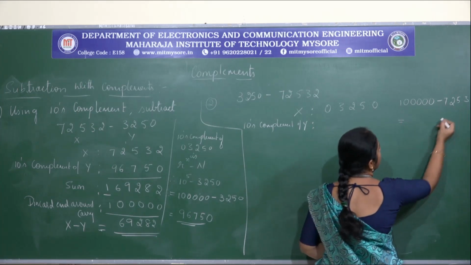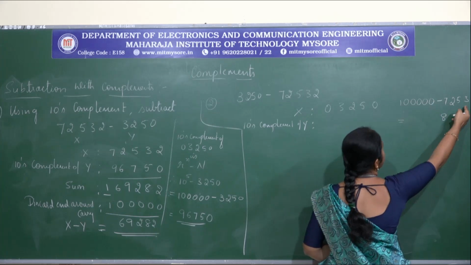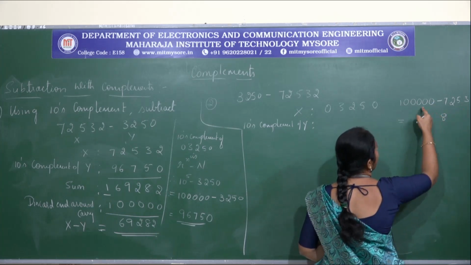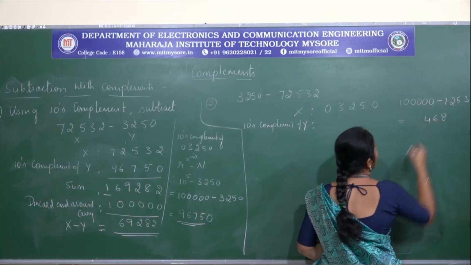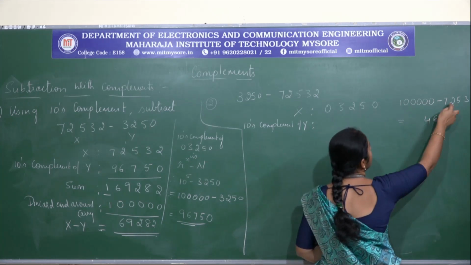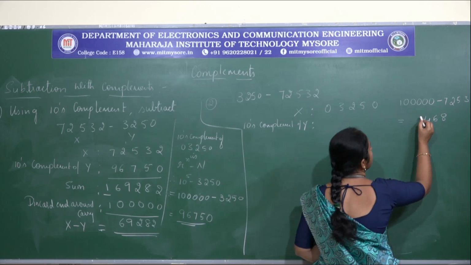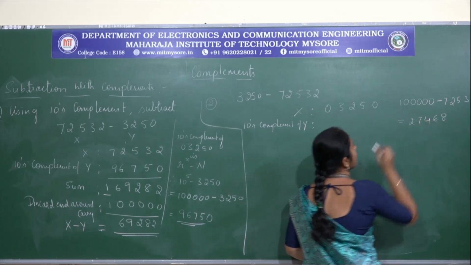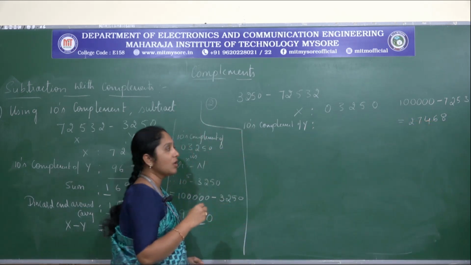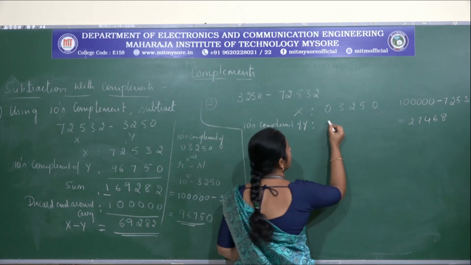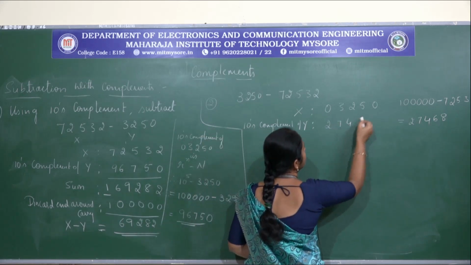What is the answer? 10 minus 2, 8. Next we have 9 minus 3, which is 6. Next we have 9 minus 5. Next we have 9 minus 2, which is 7. So 27,468. Let us write here.